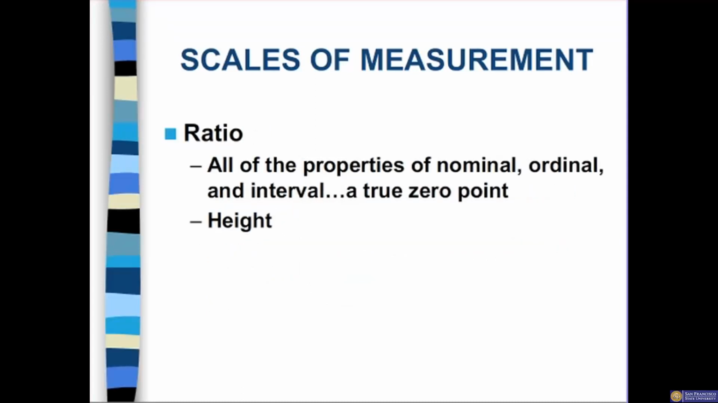We can also have a ratio type of measurement, and all of the properties of the other, except there is a true point of 0. So height, you can't go negative in height.